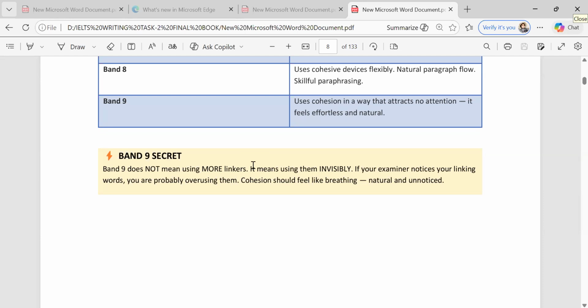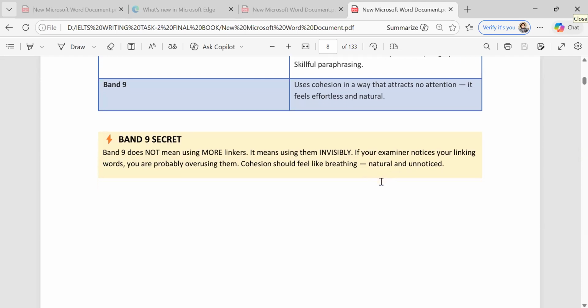Instead, what I tell you is this: when you want to use linkers, try to use them invisibly. If your examiner notices you are linking words, you are probably overusing them. So cohesion should feel like breathing. It should be natural and unnoticed. If your cohesion is felt by the examiner, it means you have overused it. And overuse of cohesion means what? That you will get a low band instead of achieving a high band in IELTS.